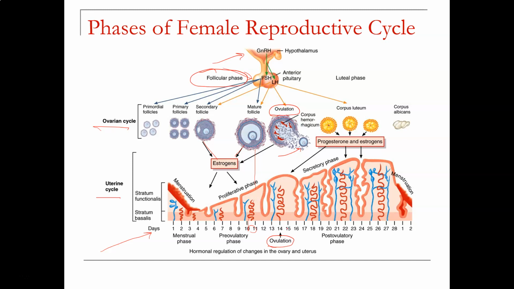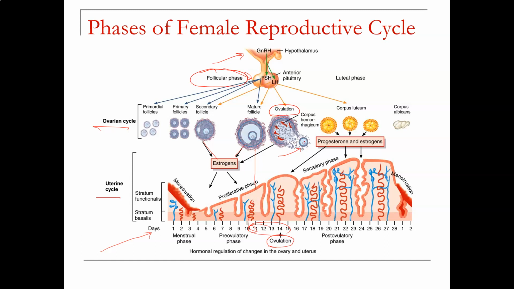By the way, don't be confused if you're using a different book. Sometimes they call day 11 to 14 the ovulatory phase. It's the later part of the follicular phase. So you can divide it up in various ways, but the ovulatory phase is the late follicular phase, part of the follicular phase.